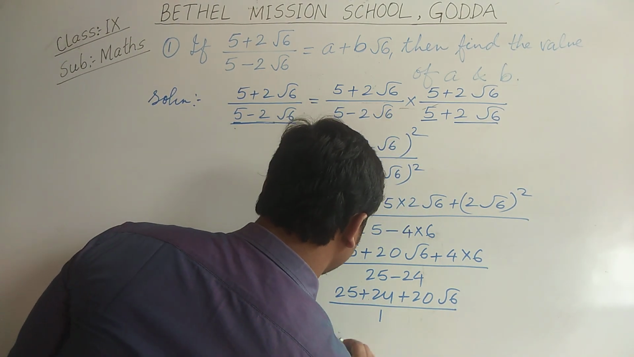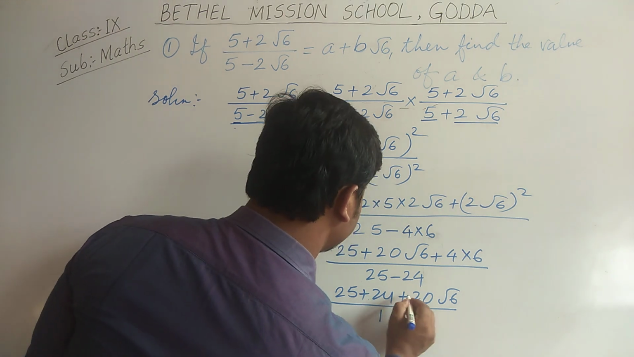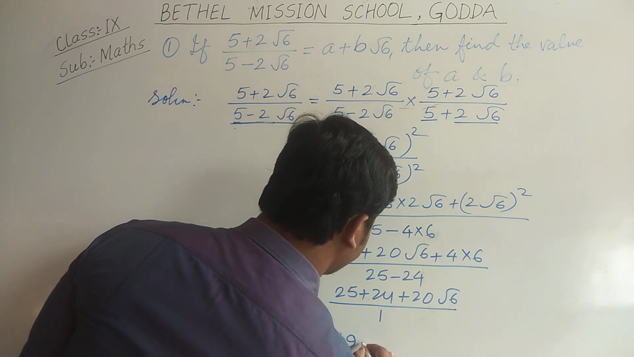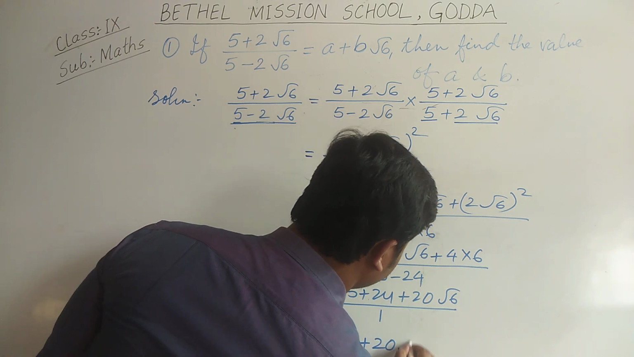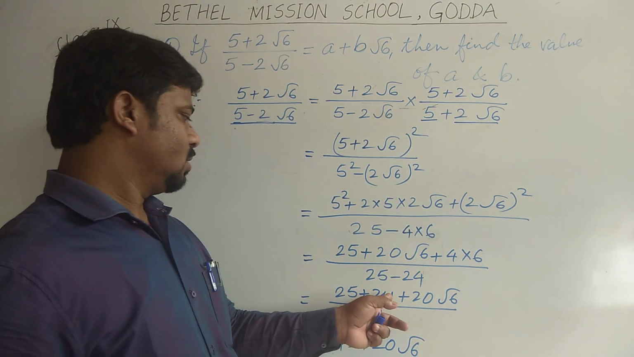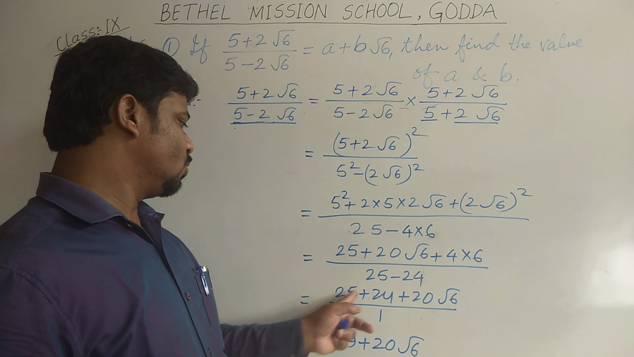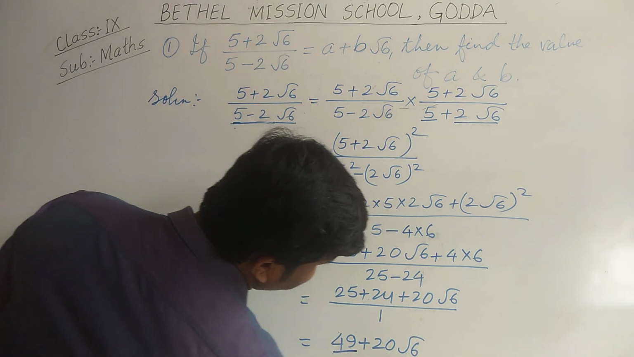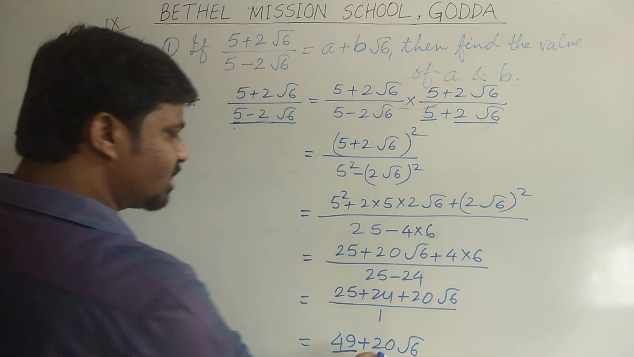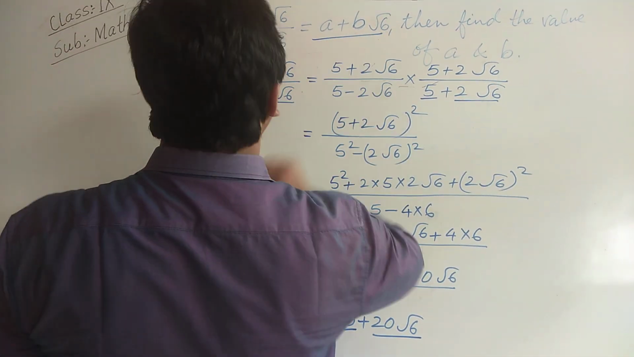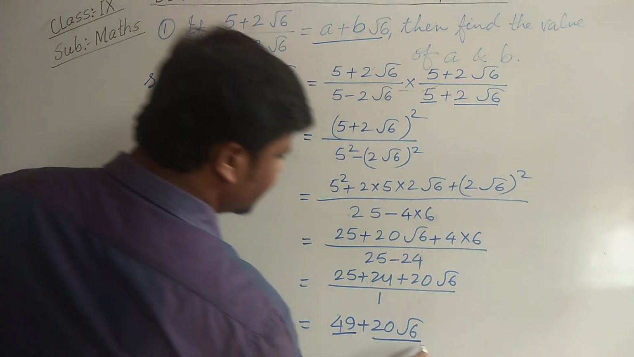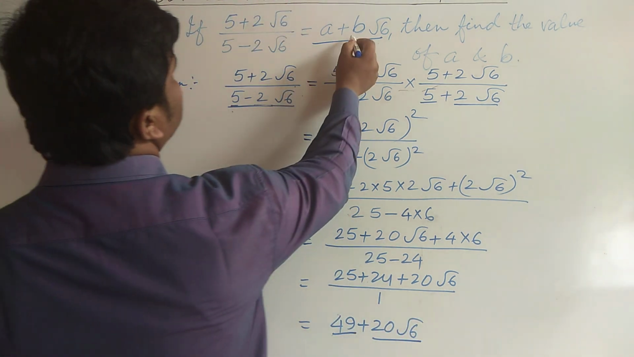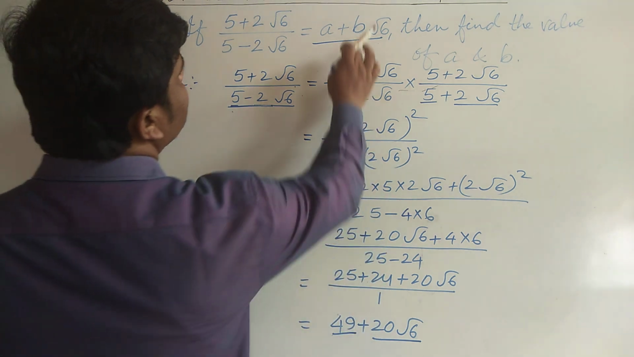Now what will be? 49 plus 20√6. 25 plus 24 is 49. Now this is the rational part and this is the irrational part. Now this will be compared with this, because this is the value of this portion, and this is equal to this. So we will compare this one with this.